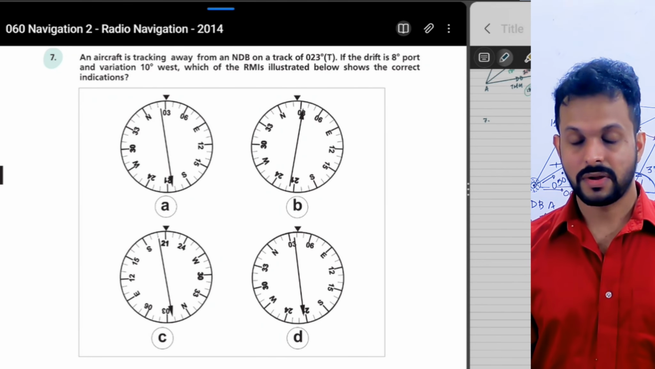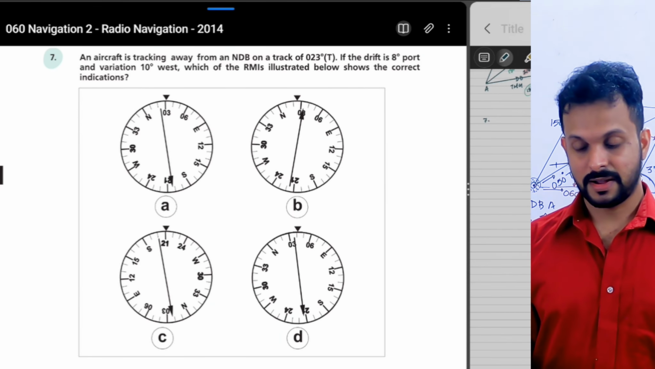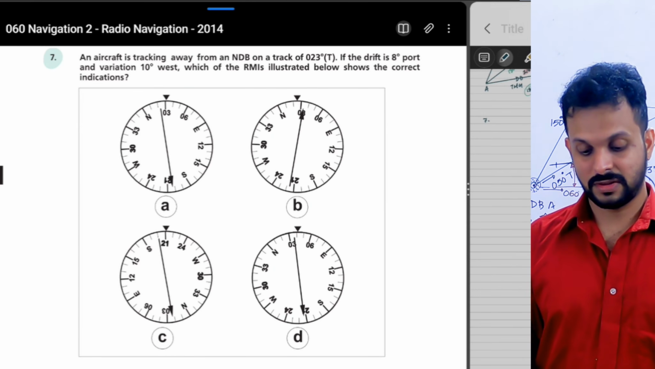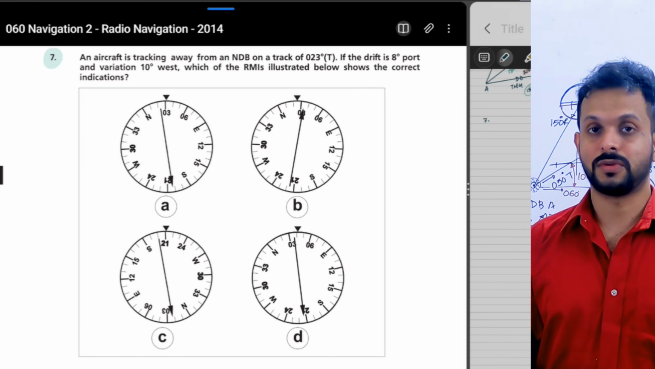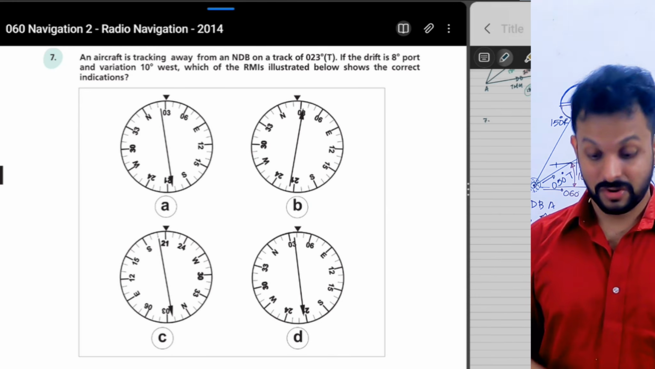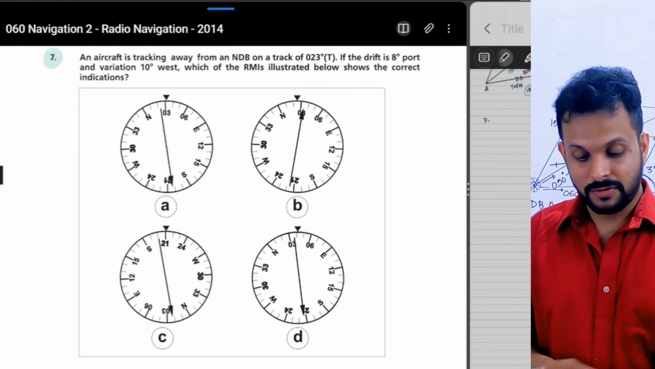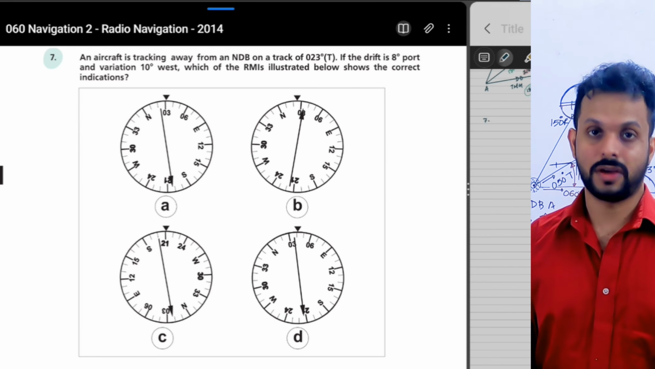Read through the question once again, take a pause. I'll give you 5 minutes, just go through it. Very much a concept-based question. If you can do this, probably your concepts of RMI and RBI are clear, right? Try to draw a diagram and see whether you can find this particular indication on your diagram. I'll see you after that.